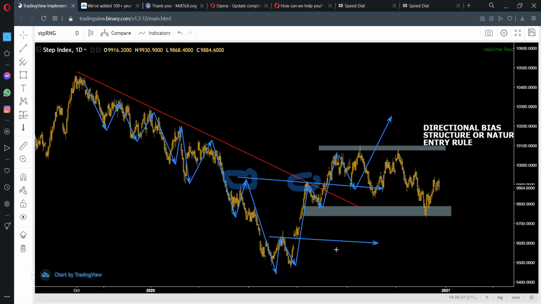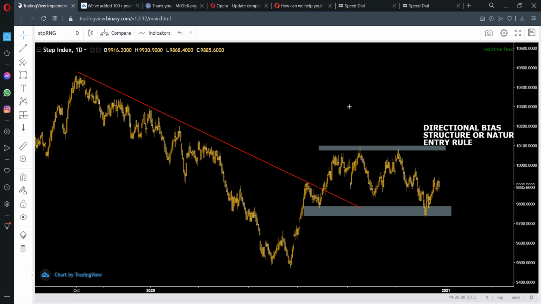So we might get an uptrend. When we say directional bias, we are getting into an uptrend, but we are in a consolidation market. But since it is consolidating on a higher time frame, we can still trade. So how do we go about it? Let me delete everything. Since it is ranging on a higher time frame, we can still trade. How do we go about it?